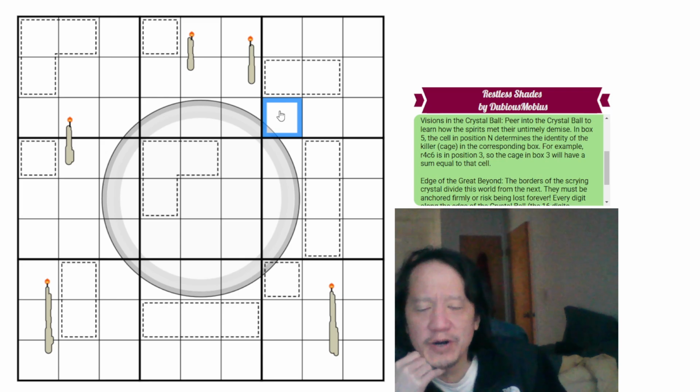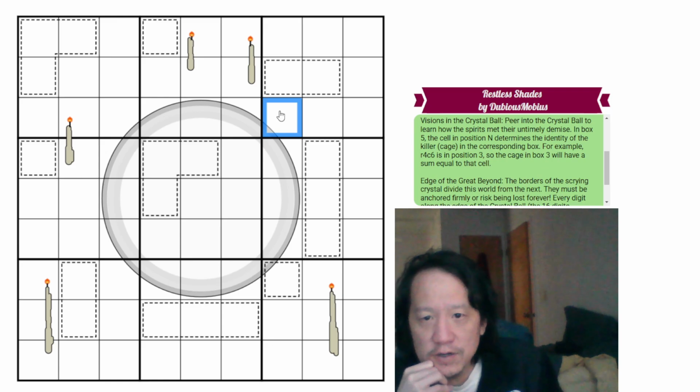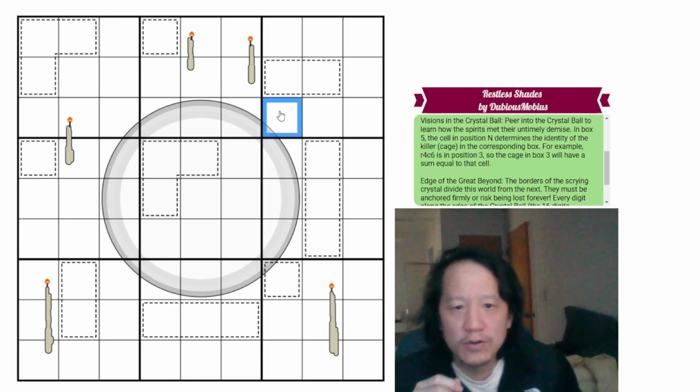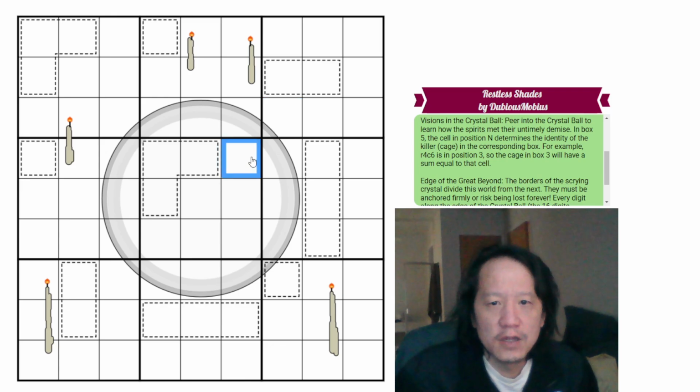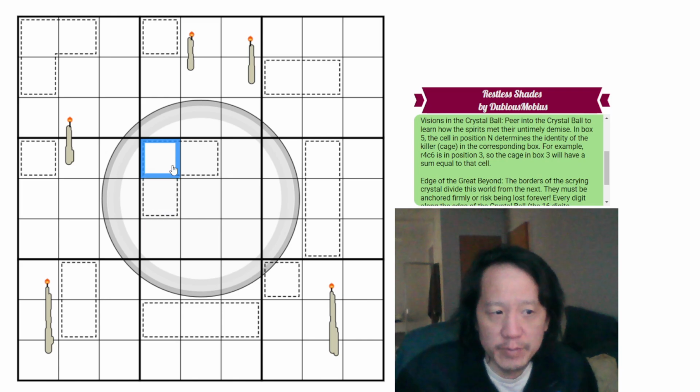Okay, in box 5, the cell in position N determines the identity of the killer cage in the corresponding box. So basically, in box 5, each cell corresponds to a cage. Each cell's digit corresponds to the sum of the cage in the corresponding box, right?